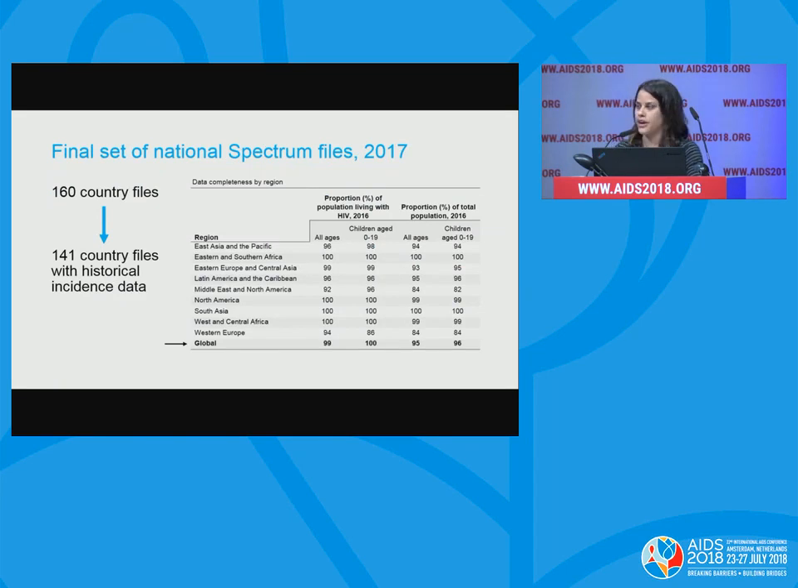About every year, about 160 country files are updated with data, and we chose to exclude any country files that did not have any historical incidence data to really reduce the uncertainty around projected incidence. So we arrived at a final set of 141 country files. And in terms of representation among the general population and among the population living with HIV, for children and adults, it represented over 95% of those populations.